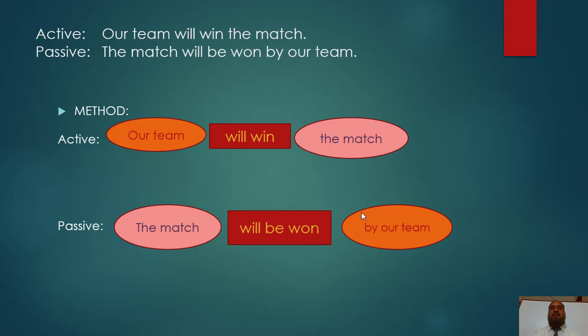The object of the active voice takes place of the subject in the passive voice. Will win will be changed into will be won, and the subject of the active voice will take place of the object of the passive voice. Our team will be changed into by our team.